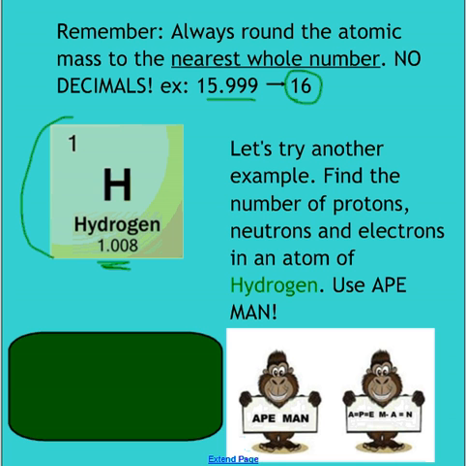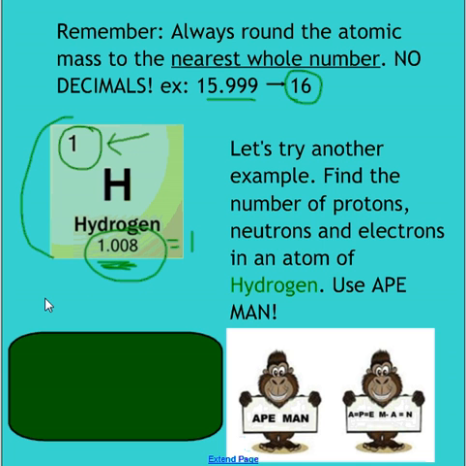So let's start with A equals P equals E. A is the atomic number, which is right here. And the atomic number is 1. So that tells us that hydrogen has 1 proton and 1 electron. So far, we've got 2/3 of it finished. The last part is M minus A equals N. The atomic mass minus the atomic number will give us the number of neutrons. So remember what we said about the mass. You always need to round it to the nearest whole number. And in this case, the nearest whole number is 1. So if we take the mass minus the atomic number, 1 minus 1, that gives us 0.